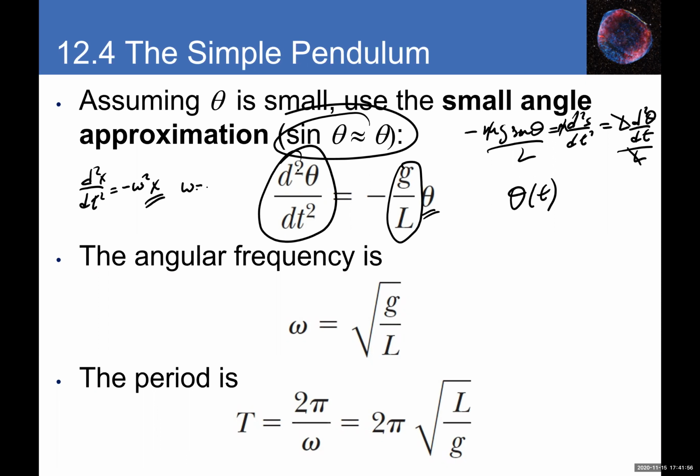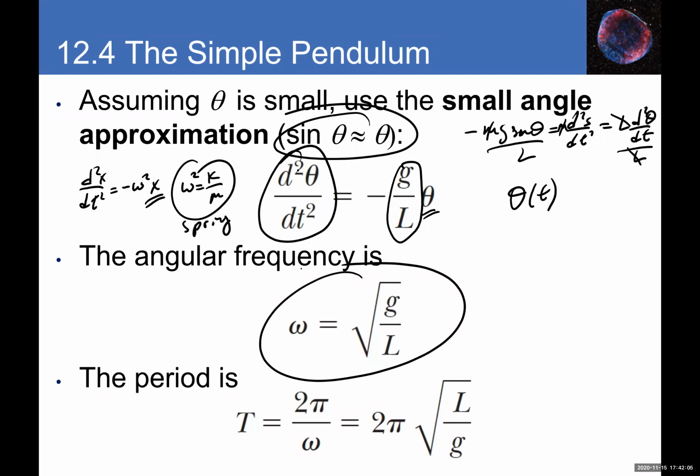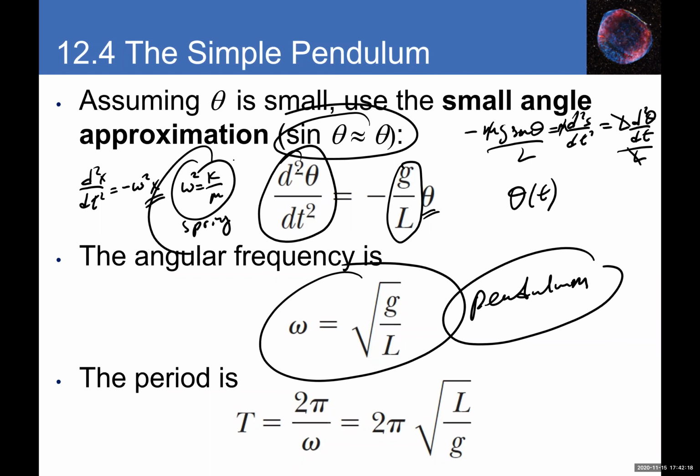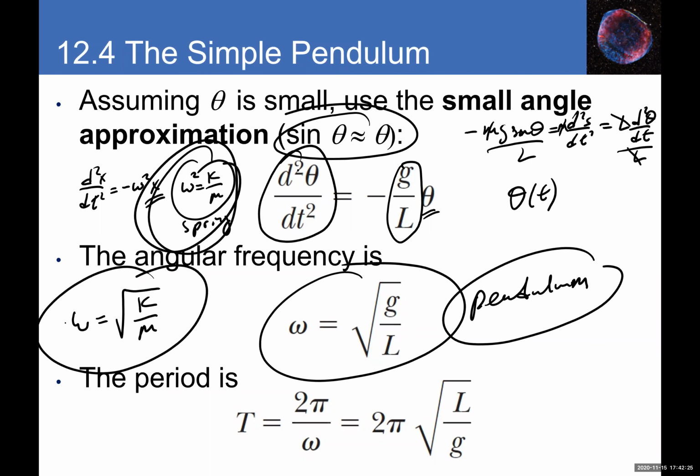So for the spring, omega squared was k over m, and for the pendulum, omega squared is g over L, or omega equals square root of g over L. That means this is the angular frequency for the pendulum. So the angular frequency for the spring, omega, equals the square root of k over m, and omega equals the square root of g over L for the pendulum.